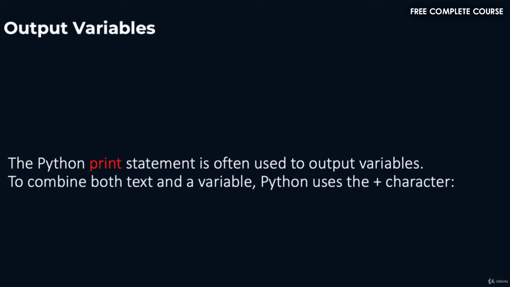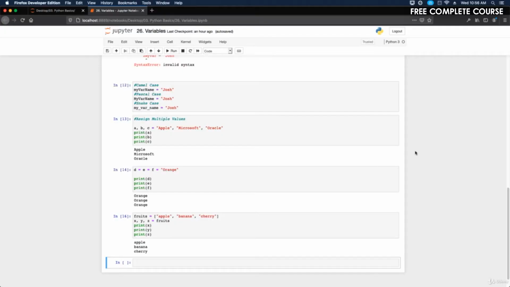All right, welcome back. So in this video, we're going to talk about output variables. The Python print statement is often used to output variables. To combine both text and a variable, Python uses the plus character. We've been using the print statement throughout the course already, but let's take a deeper dive now into output variables. All right, so we're back on our variables notebook here.